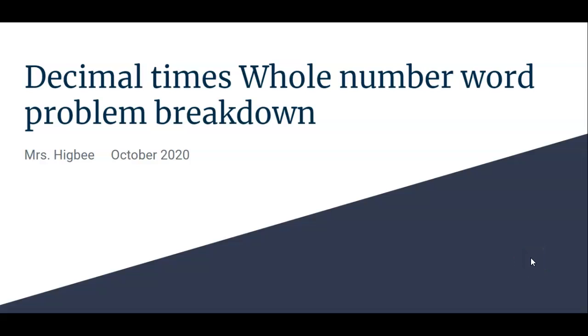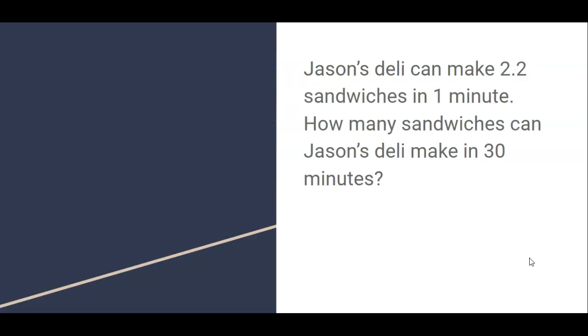Okay, so this video will break down a decimal times whole number word problem. The problem that we're going to deal with is this one. Jason's Deli can make 2 2/10 sandwiches in 1 minute. How many sandwiches can Jason's Deli make in 30 minutes? That's kind of an intriguing question, I think.